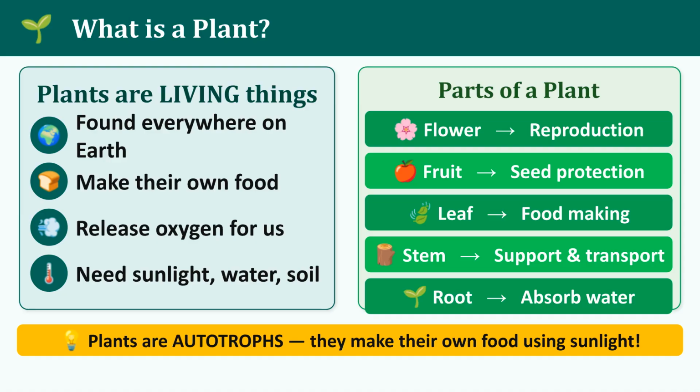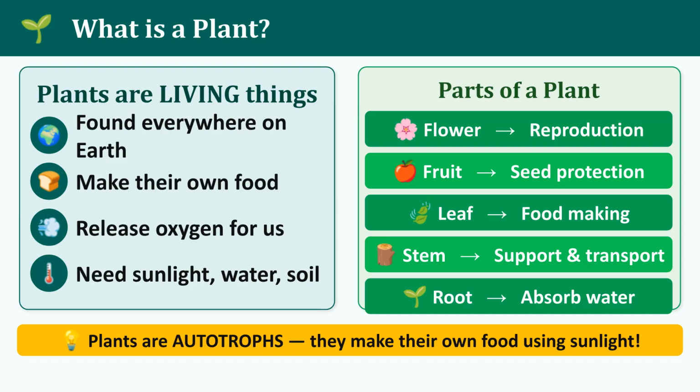One thing makes plants very special. Unlike animals, plants prepare their own food. That is why they are called autotrophs. Can everyone say the word? Autotrophs. Excellent. Plants need sunlight, water, air, and minerals from the soil to survive. They also release oxygen, which is essential for all living things.